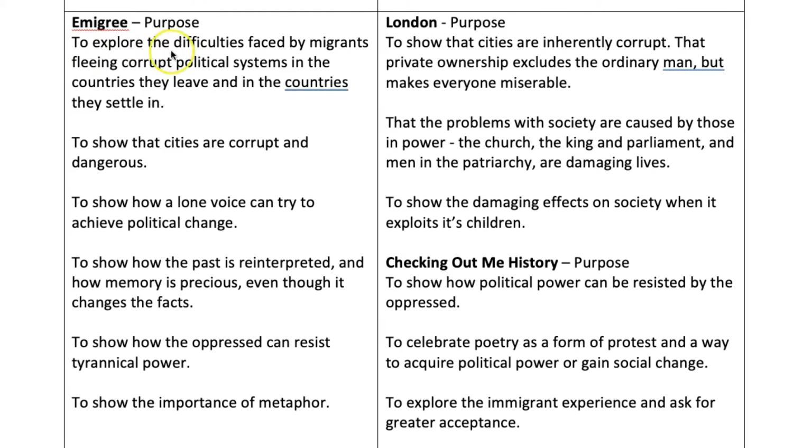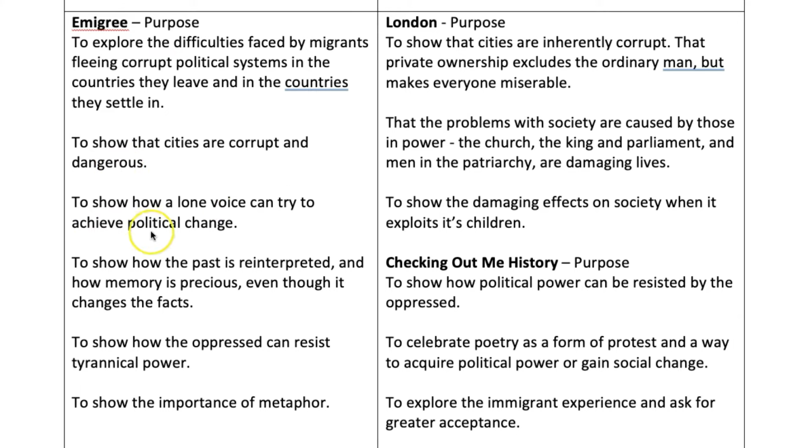So number one, to explore the difficulties faced by migrants fleeing corrupt political systems in the countries they leave and in the countries they settle in. So there's two cities in the poem, one that she's left and one that she's living in now, and both appear potentially hostile.